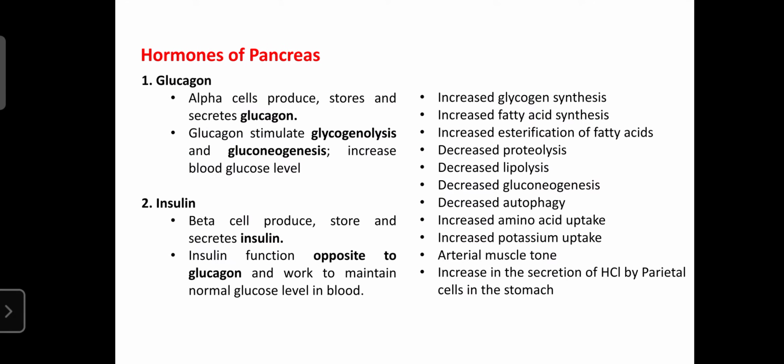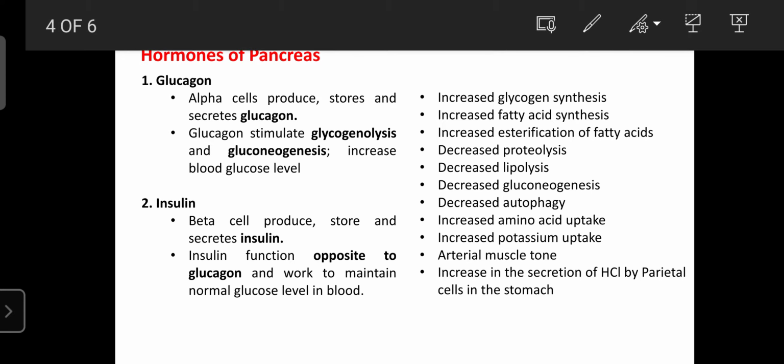Now we learn regarding the physiology or functions of the pancreatic hormones. First one, glucagon. Glucagon is mainly secreted from the alpha cells, and it is also stored in the alpha cells. That glucagon is released when the blood sugar level is less than normal, less than 60 mg per deciliter. Only at that time is the glucagon released.